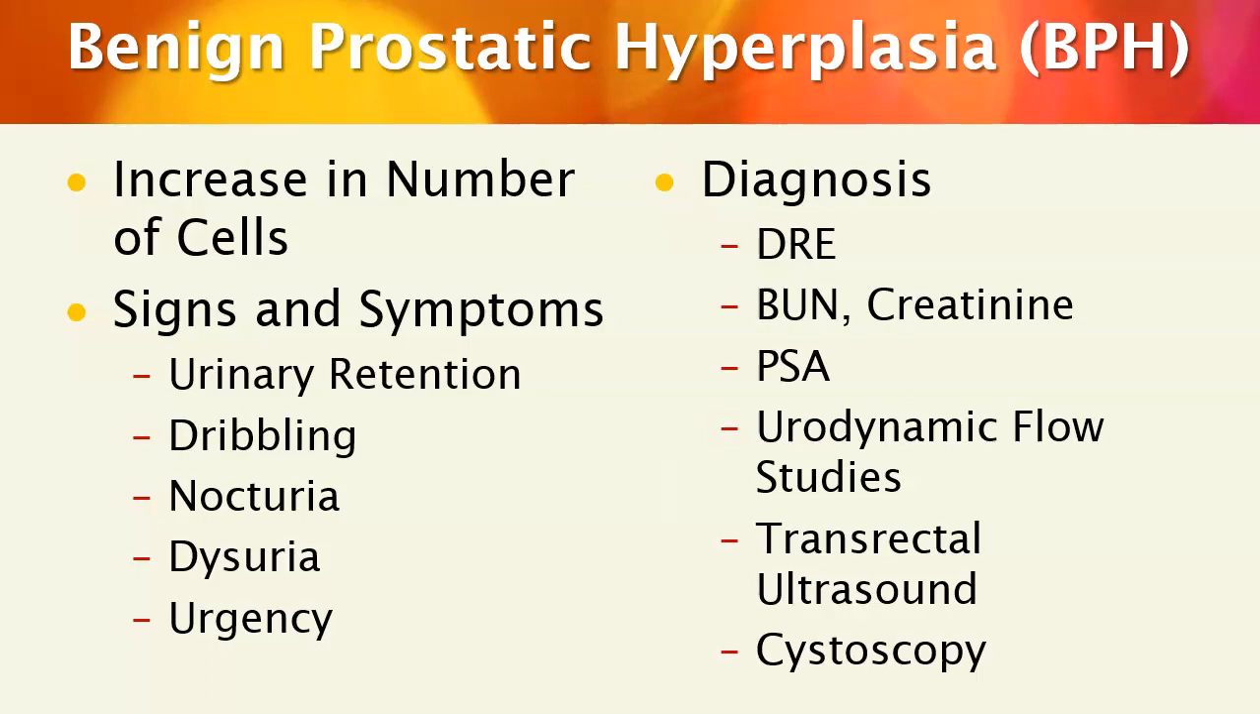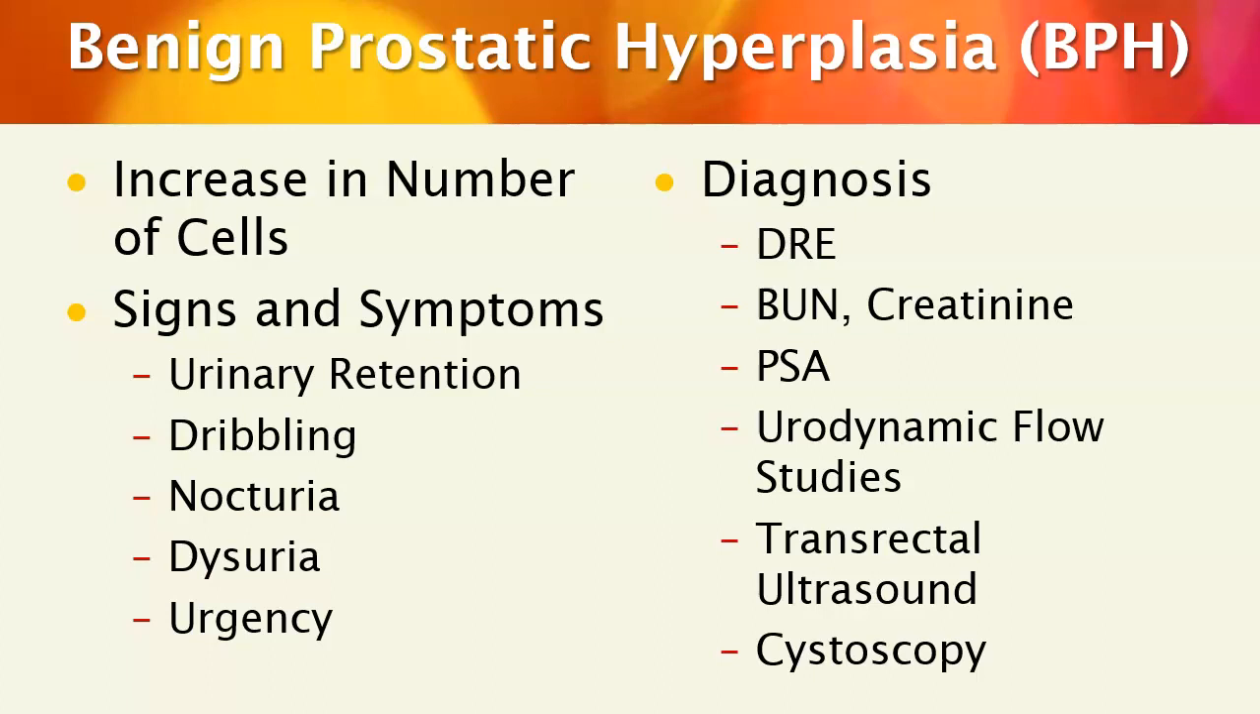So signs and symptoms of this are going to be very similar to what we just talked about: urinary retention, dribbling. Anytime we're dealing with the prostate, when it gets enlarged or it is too large, we have issues initiating a stream and stopping a stream. So dribbling would be one of those side effects. Nocturia, where we're having urinary issues at nighttime, dysuria, and urgency. And again, these are very similar sounding to a urinary tract infection.